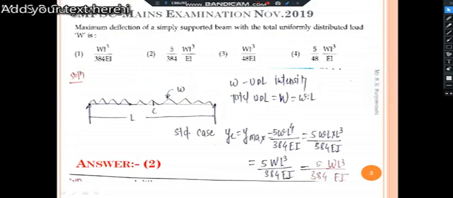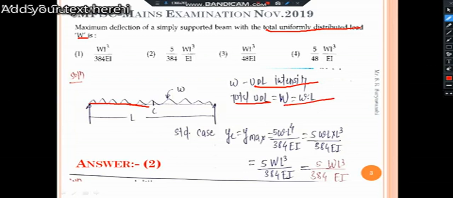So this is the first question. The question is: maximum deflection of a simply supported beam with total uniformly distributed load W is, and there are four different options. Basically this is the standard case, a simply supported beam subjected to UDL on the entire span, and the intensity of UDL is, suppose, small w. What is given in the numerical is the total UDL, that is capital W. So this total UDL load is nothing but capital W, which is equal to the intensity of UDL small w into L. This point we have to remember.